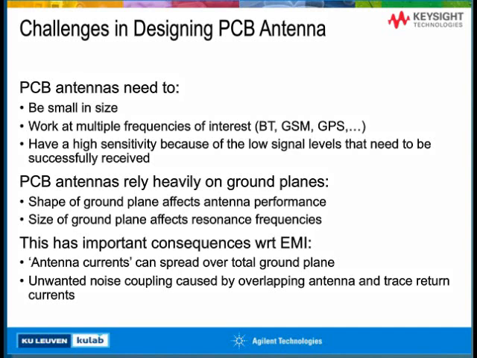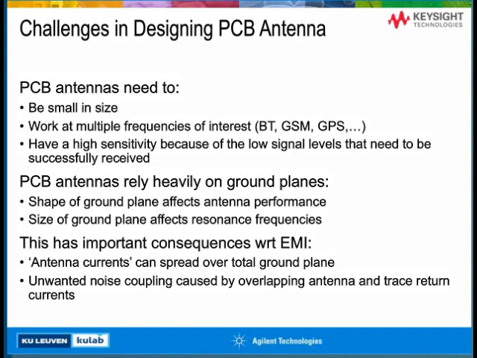Now, because PCB antennas are small in size, the antenna itself is actually only one part of the antenna. The onboard antenna typically is some kind of dipole antenna, where the second part of that dipole antenna is actually the ground plane of the PCB itself. This has two big consequences. First, for the behavior of the antenna itself, the shape and the size of the ground plane affect the antenna performance and also affect the resonance frequencies.